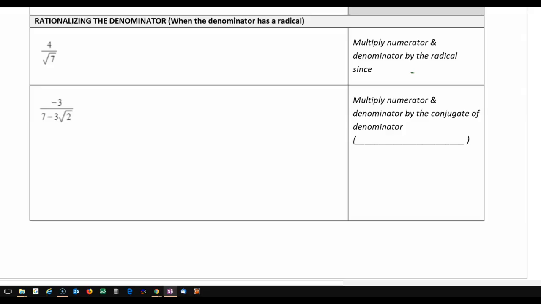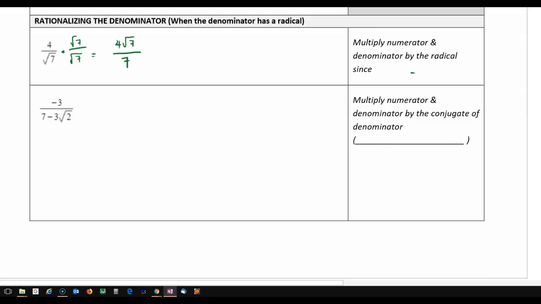Okay, the last topic in Module 2 is rationalizing the denominator. That means we don't want to see square roots in the denominator of any fraction. So for 4 over square root of 7, it's simple what to do. You just multiply both top and bottom by square root of 7. Square root of 7 times square root of 7 is 7. So no more square roots below.